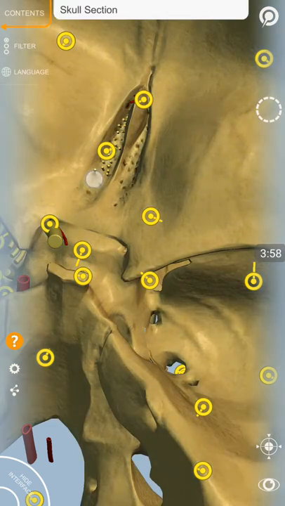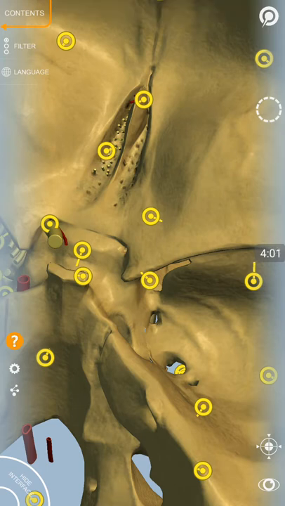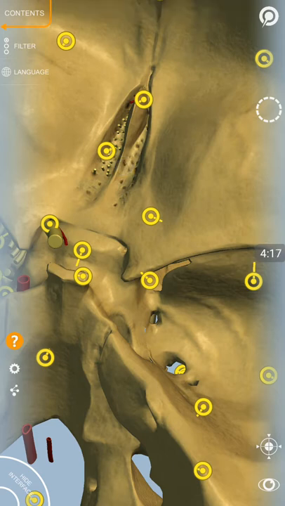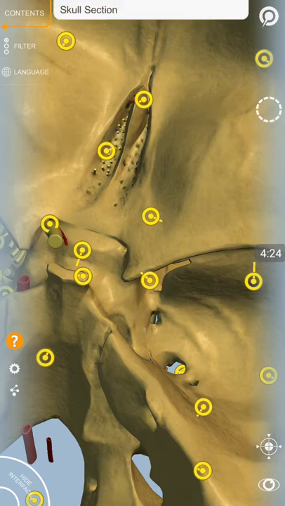Olfactory mucosa, small axons, they make bundles and join together to make up the olfactory bulb or olfactory nerve. So the olfactory nerves are present on either side of the crista galli, on the top of these two cribriform plates. In the midline posteriorly, this is the area which is called the jugum.